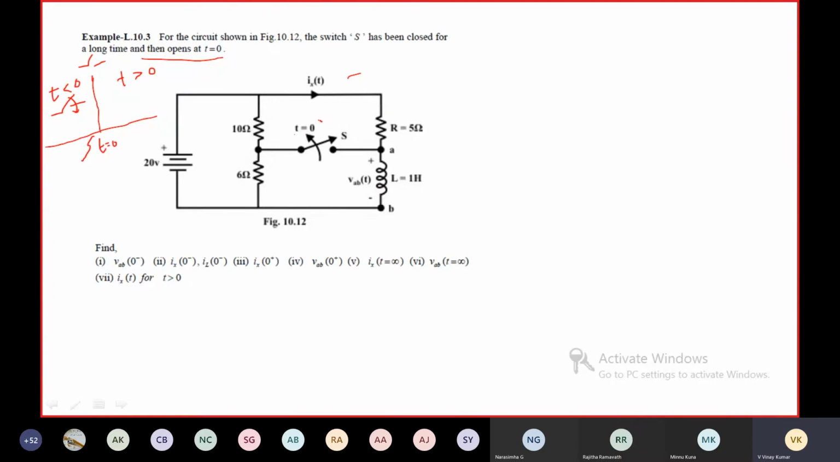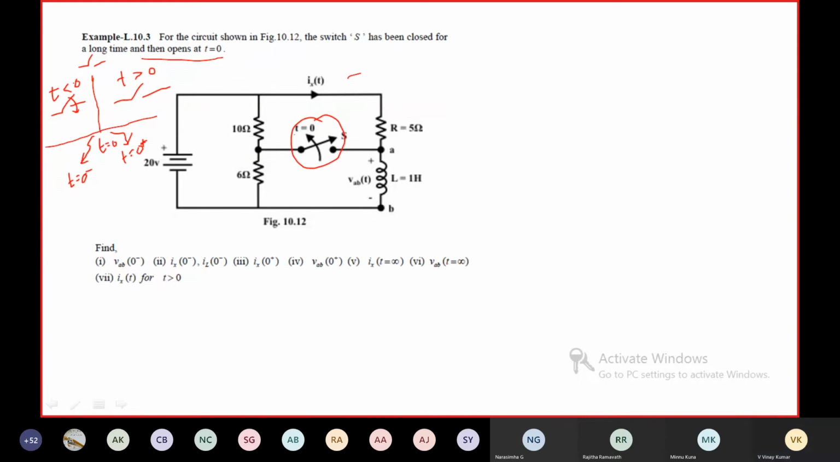By looking at the position of the switch, the switch is opened at t equal to 0. Once you open the switch, for t greater than 0, the switch will be open. This instant, just before the switch is open, is t equal to 0 minus. Just after the switch is open, that instant is t equal to 0 plus.